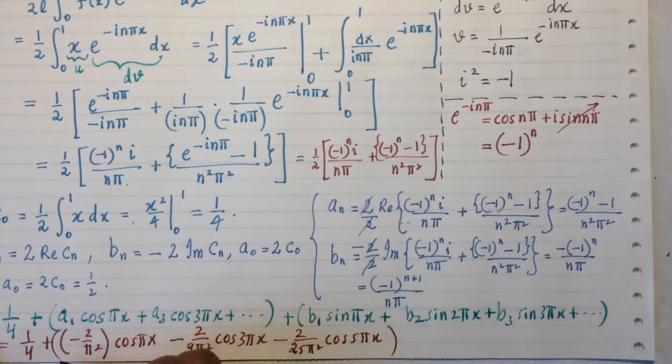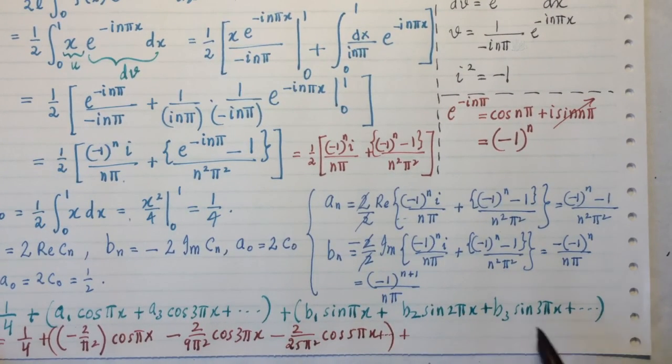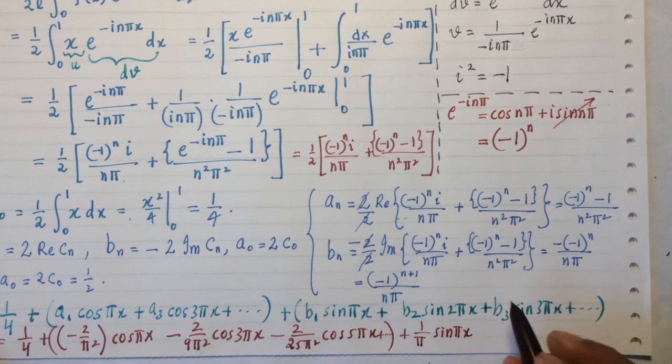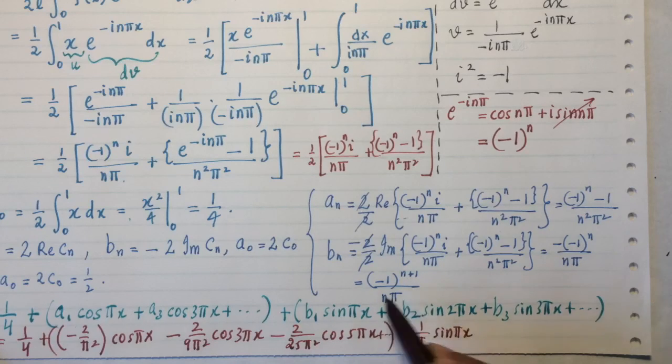Meanwhile, the b terms, plus and so on, are not going to gallop that quickly. In fact, they're going to be sedate. It's only going to go as 1 over pi. So that's going to be 1 over pi times sine pi x, for n equals 1. For n equals 2, 2 plus 1 is 3, so I'll get a negative sign: 1 over 2 pi sine 2 pi x.